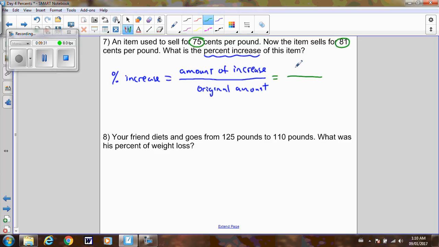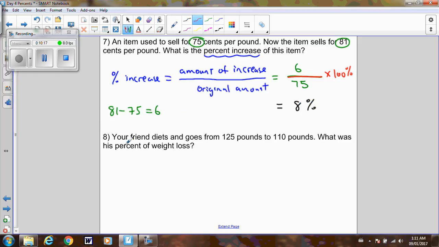Well, to find that out, we have to simply do a little bit of math, right? So on the side we do 81 minus 75, and you realize it went up by 6 cents. So we just put 6 here, and then the original amount is the original price. What was it before? Well, it was 75, right? So we just write 75 here. And don't forget, since we're trying to find a percentage, we always have to multiply by 100%. Okay, so in your calculator, you should do 6 divided by, remember this line means divide, by 75, and then multiply by 100%. Okay, so if you did that, you should get about 8%.